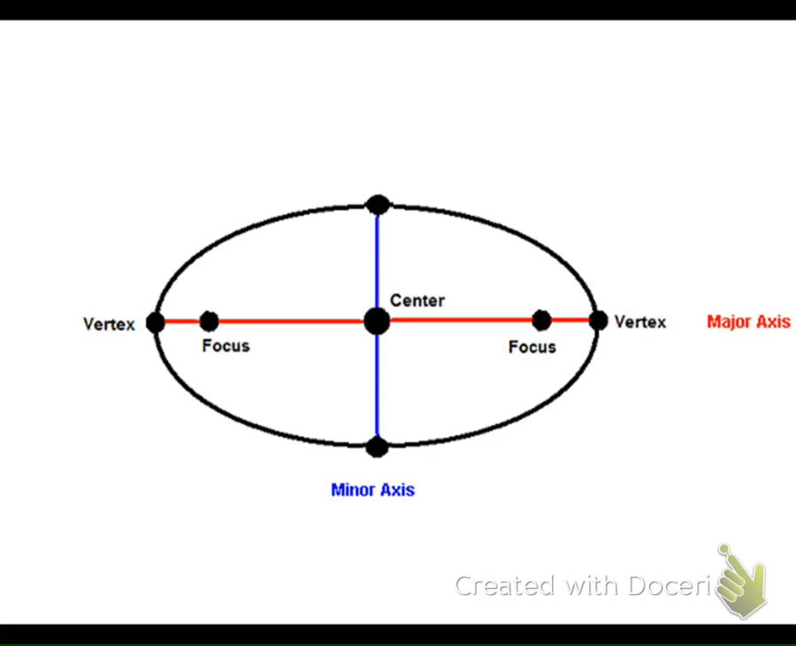Any questions? The co-vertices are on the end of your minor axis. So the A is going to tell you how far to go out for your vertices. The B is going to tell you how far to go out for your co-vertices, and then you use C to find the foci. Once you have those things, then you can graph it.